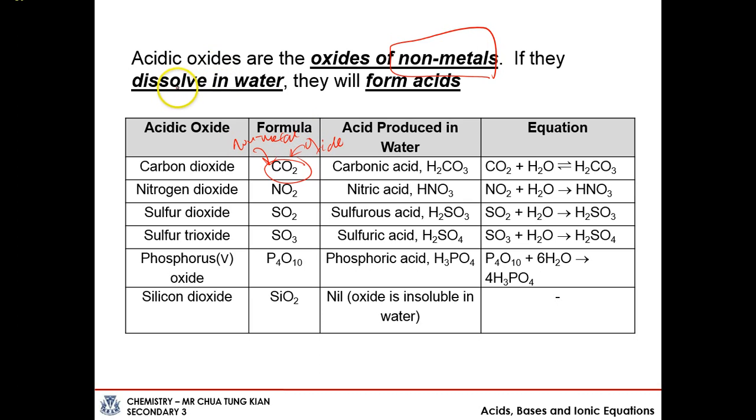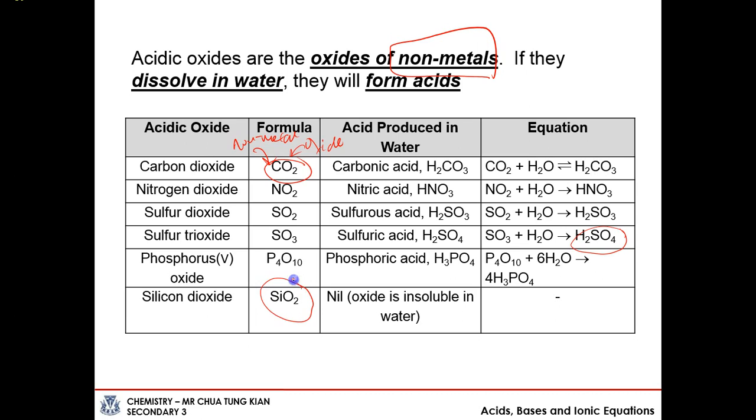Okay, and if they dissolve in water, they will form acid. So for example, CO2 is a non-metal oxide. So this is an acidic oxide. It can dissolve in water to give us carbonic acid. Sulfur trioxide here dissolves in water to give us sulfuric acid. This is the component of acid rain.